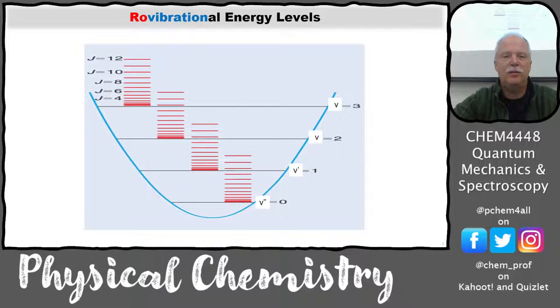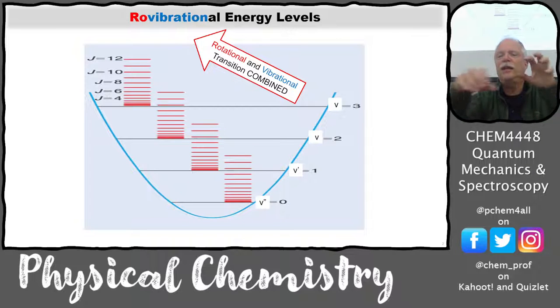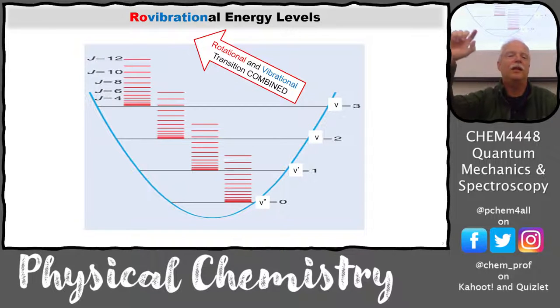Notice the strange word, rovibrational. It's rotation and vibration combined. So on top, what is that potential energy surface, that parabola? That's the vibrational potential energy surface. And we see the vibrational levels, V0, 1, 2, 3 going up. And then on top of those vibrational levels, we have the rotational levels. So J0 through 12 is shown here.